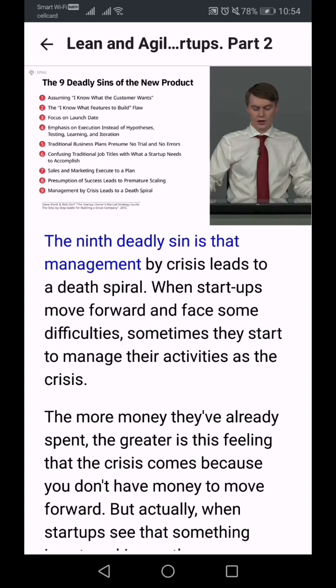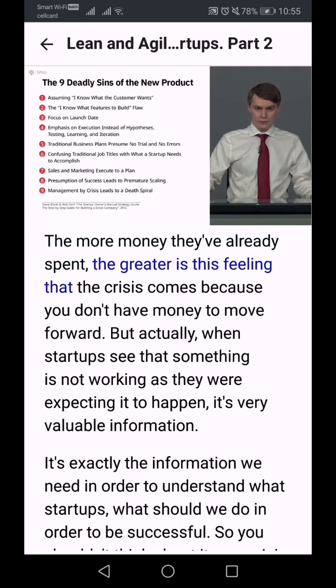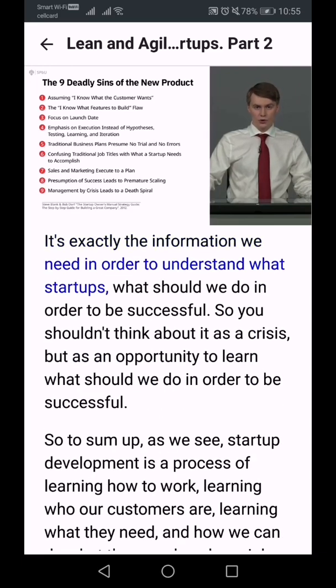And the ninth deadly sin is that management by crisis leads to a death spiral. When startups move forward and face some difficulties, sometimes they start to manage their activities as a crisis. The more money they've already spent, the greater is this feeling that the crisis comes because you don't have money to move forward. But actually, when startups see that something is not working as they are expecting it to happen, it's very valuable information. It's exactly the information we need in order to understand what we should do in order to be successful. So you shouldn't think about it as a crisis, but as an opportunity to learn what we should do in order to be successful.